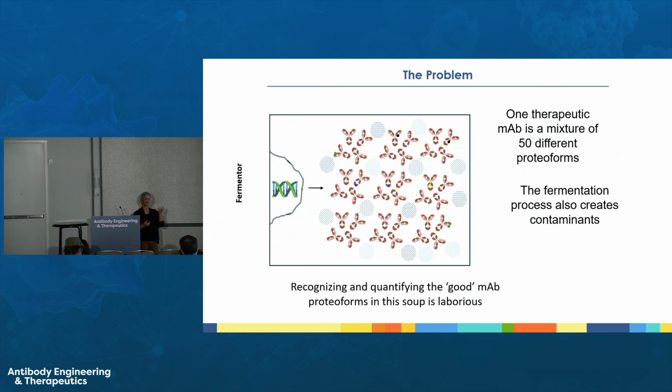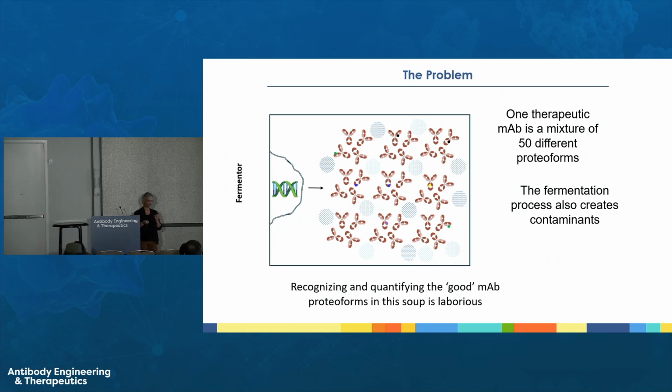The API, the final active pharmaceutical ingredient that you get, is not a homogeneous molecule. It's not a single unique structure. It's a mixture. It has been estimated that one therapeutic mAb could be a mixture of up to about 50 isoforms. They're called proteoforms. And so, recognizing the bad, getting the fraction of the good and the bad actors in this mixture is not a very simple process.